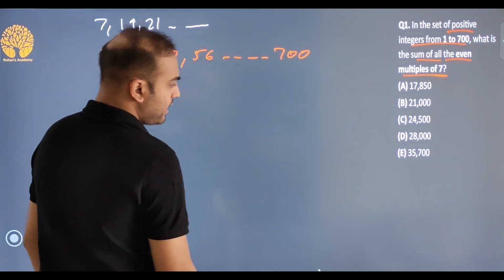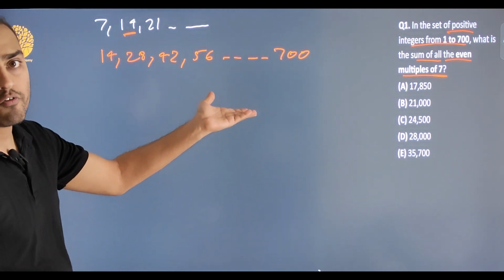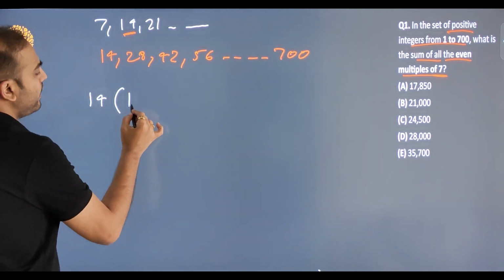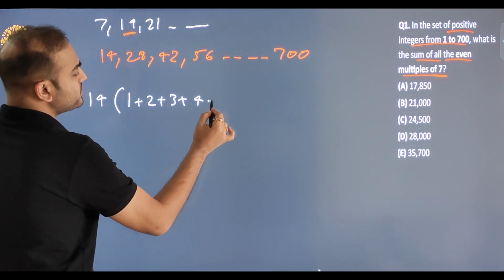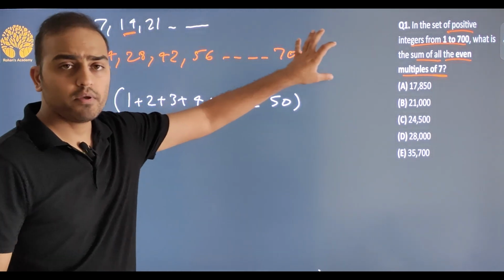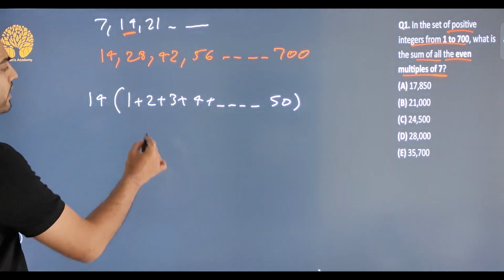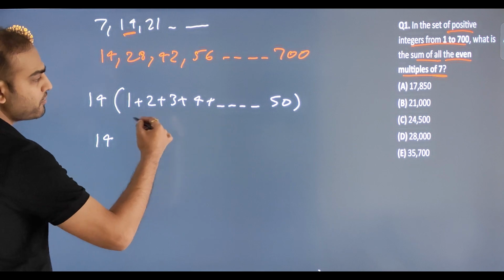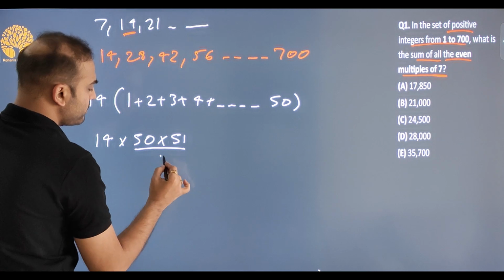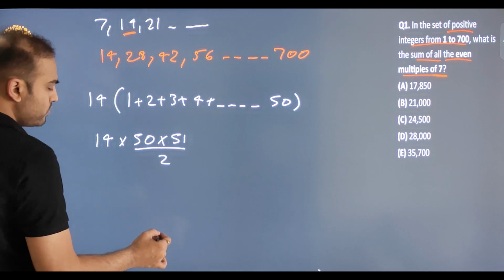Now again, it is up to you. If you observe, this is AP, you can apply AP formula, or else I take 14 common. Okay, 1 plus 2 plus 3 plus 4 goes on till 50. You can either directly apply AP formula and solve, right, or just take 14 common, right? This we know is sum of first 50 natural numbers, that's 50 times 51 by 2, right?